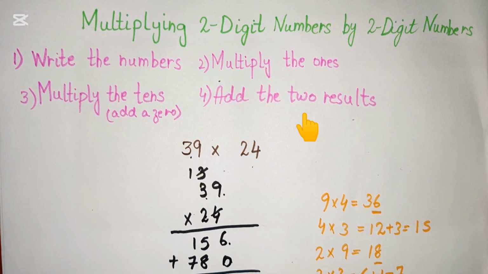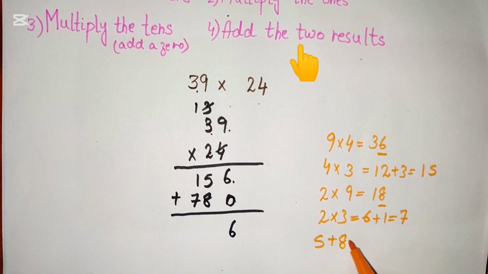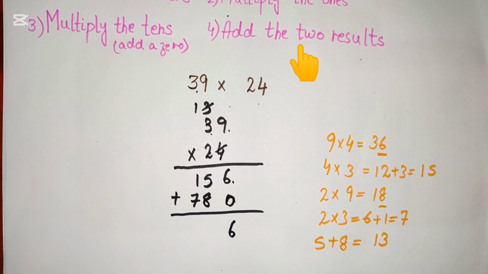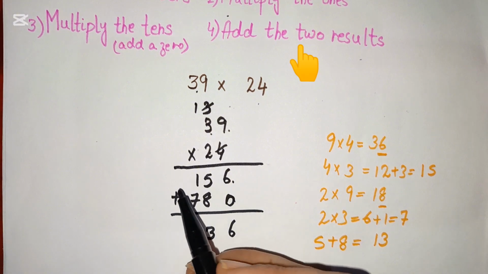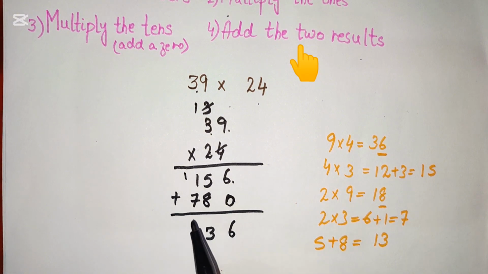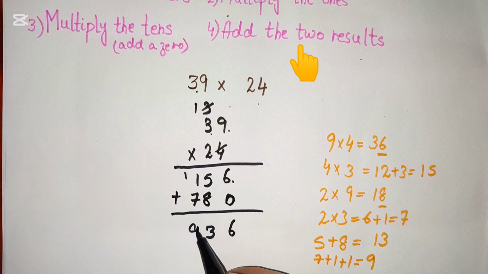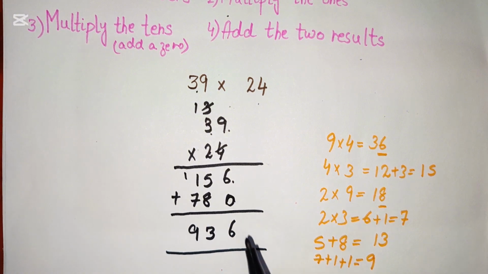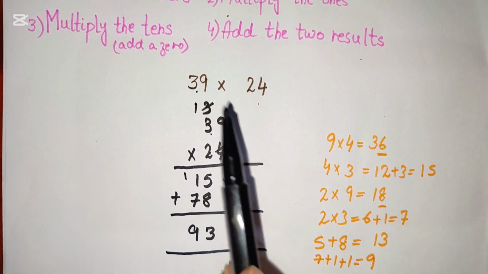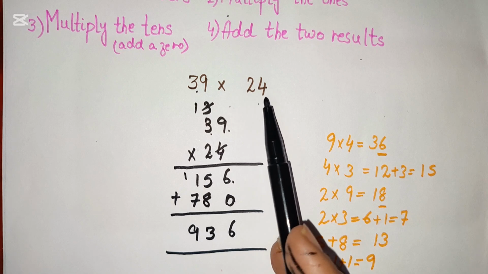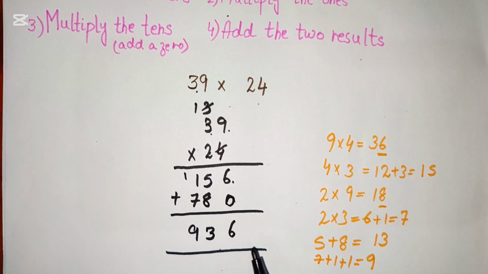6 plus 0 will become 6. 5 plus 8 will become 13. We will write 3 here and 1 carry to the next number. So 7 plus 1 plus 1 will become 9. So this is our final answer: 39 times 24 is 936.